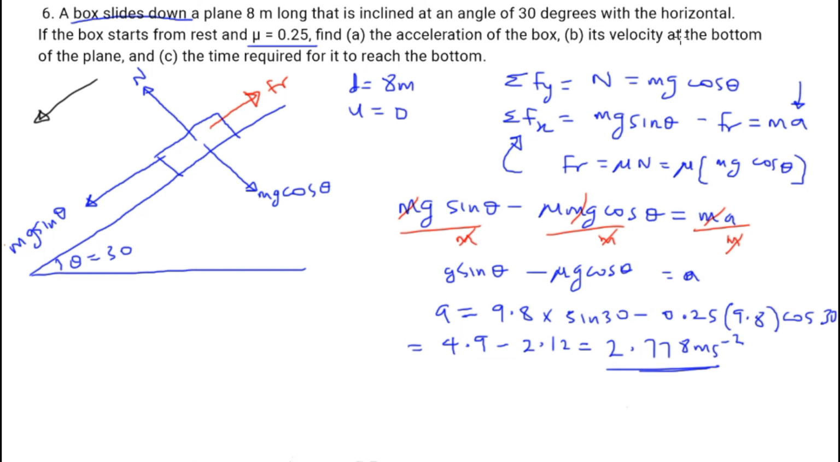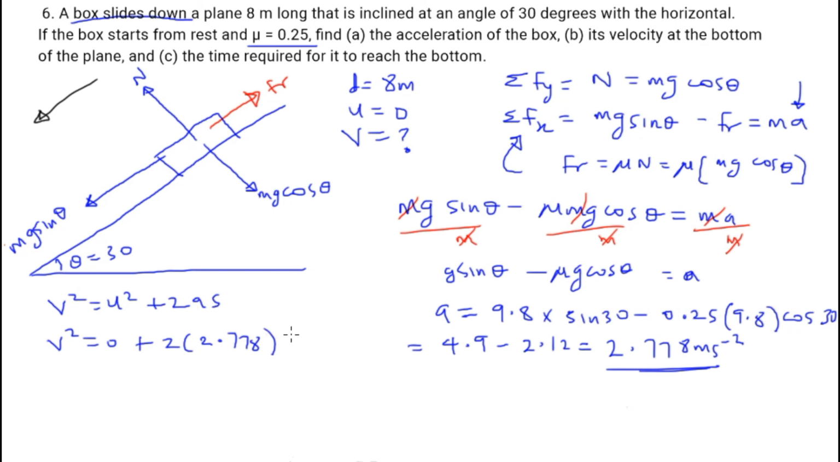To find the velocity at the bottom of the plane, we need to find the final velocity. To find the final velocity, we can make use of the equations of motion: v squared equals u squared plus 2as. Notice that u is equal to 0. u is the initial velocity, v is the final velocity, a is the acceleration, and s is the distance along the inclined plane. So v squared is 0 plus 2a, that's 2.778, and then s is the distance.